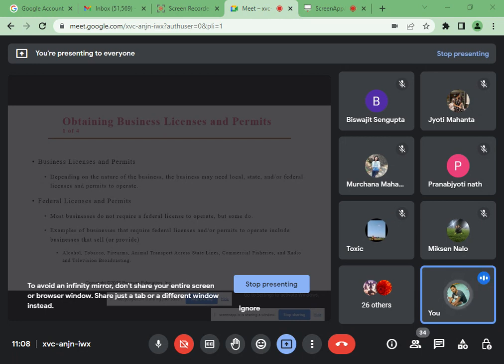Most businesses do not require a federal license to operate, but some do. Examples of businesses that require a federal license and/or permits to operate include businesses that sell or provide alcohol, tobacco, firearms, animal transport across state lines, commercial fisheries, and radio and television broadcasting.